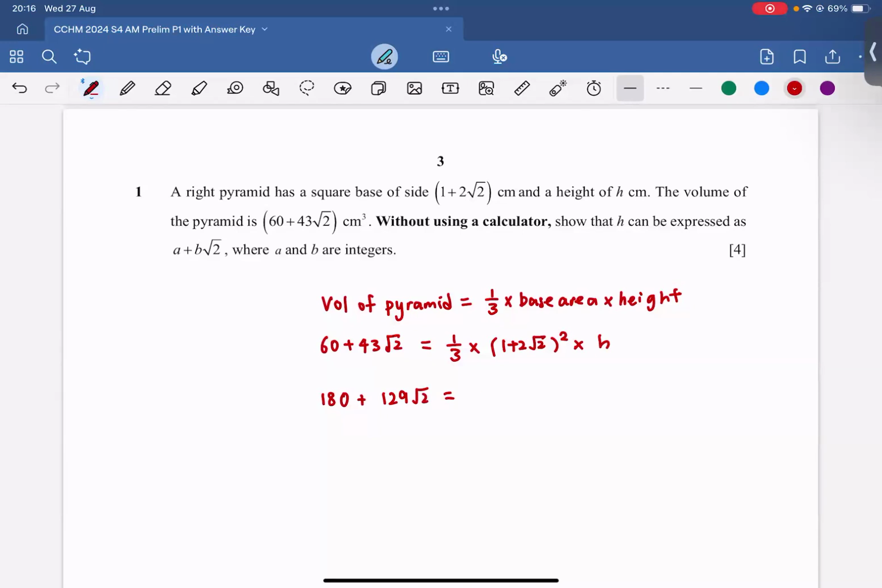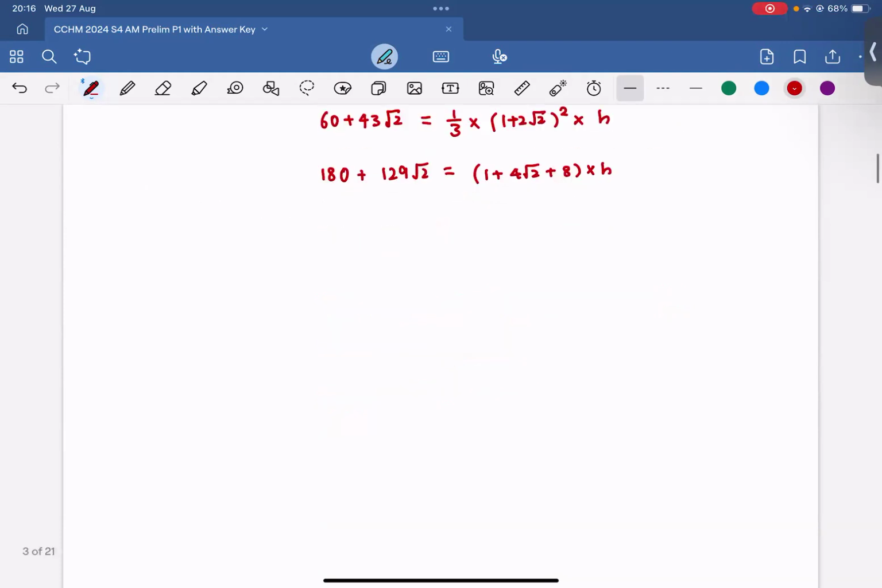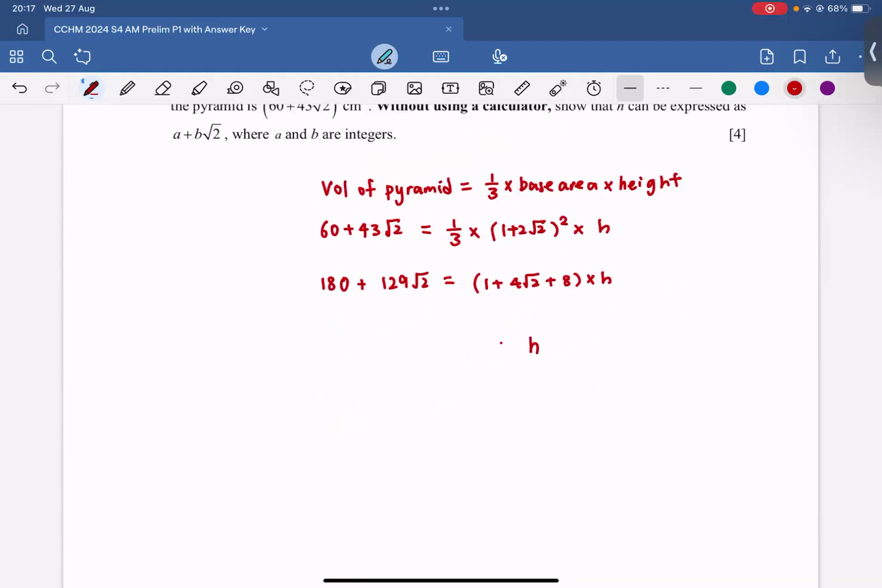Then this part, go and expand this. This is just 1 plus 4 square root 2 plus 8, times h. So to find h, we have to divide that thing over. So divide this, we have 9 plus 4 square root 2. Okay, then what do we do to find h? We have to rationalize. So to rationalize, we multiply by 9 minus 4 square root 2 over 9 minus 4 square root 2.